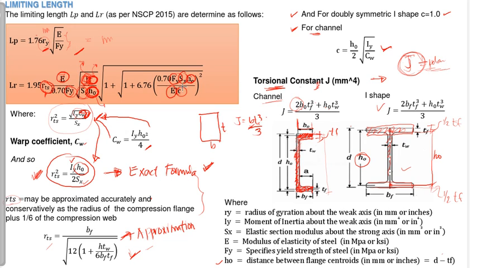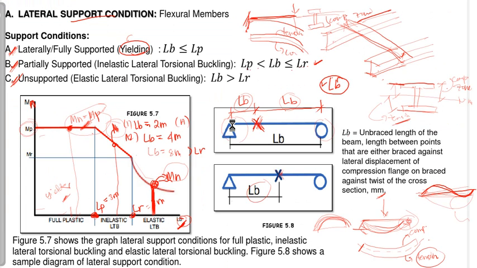Once we know all our variables, we just substitute the values into these equations to solve for the limit L sub R. That is how we solve for L sub P, L sub R, and L sub B. This is to determine the support conditions of our section, whether it is laterally or fully supported, partially supported, or unsupported. Okay?